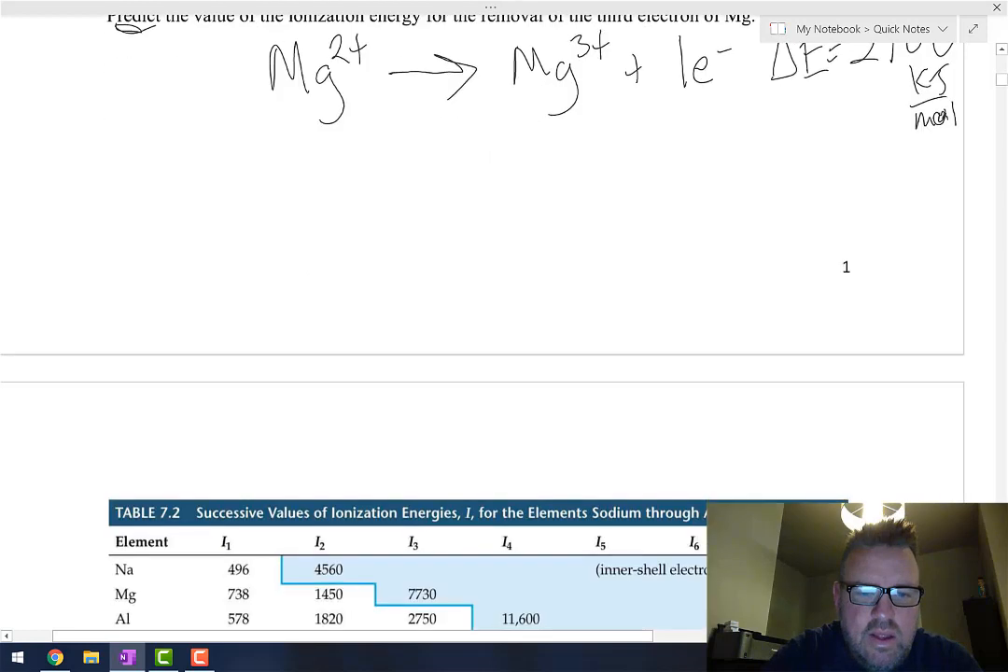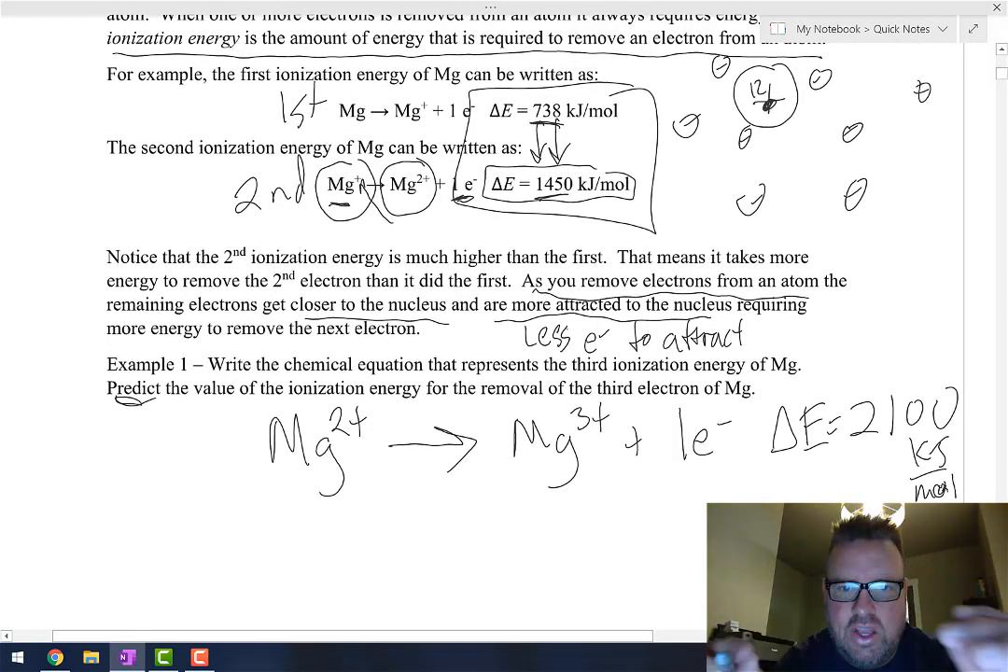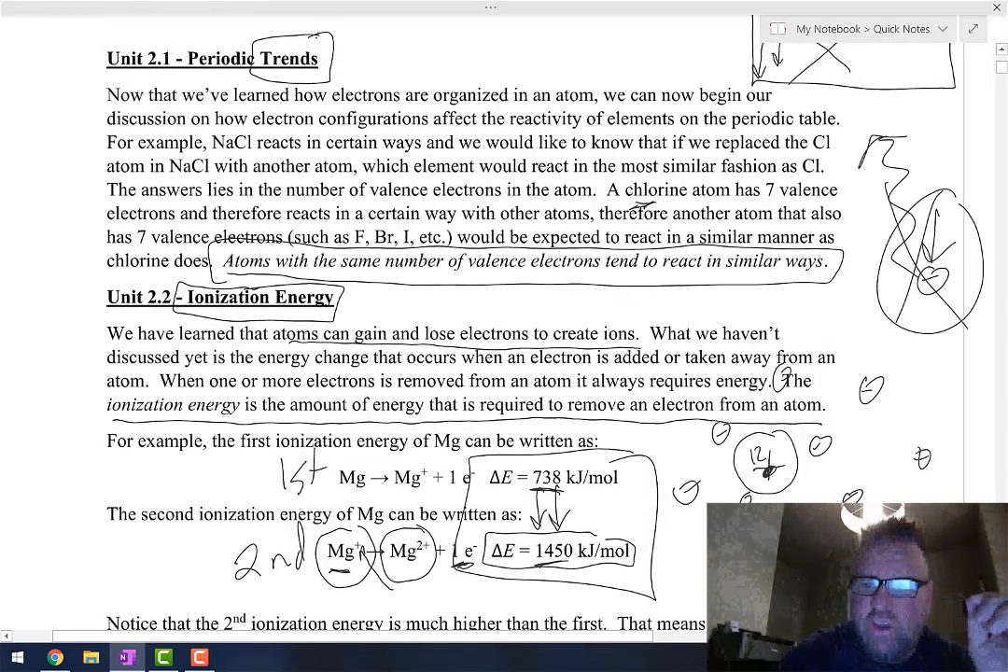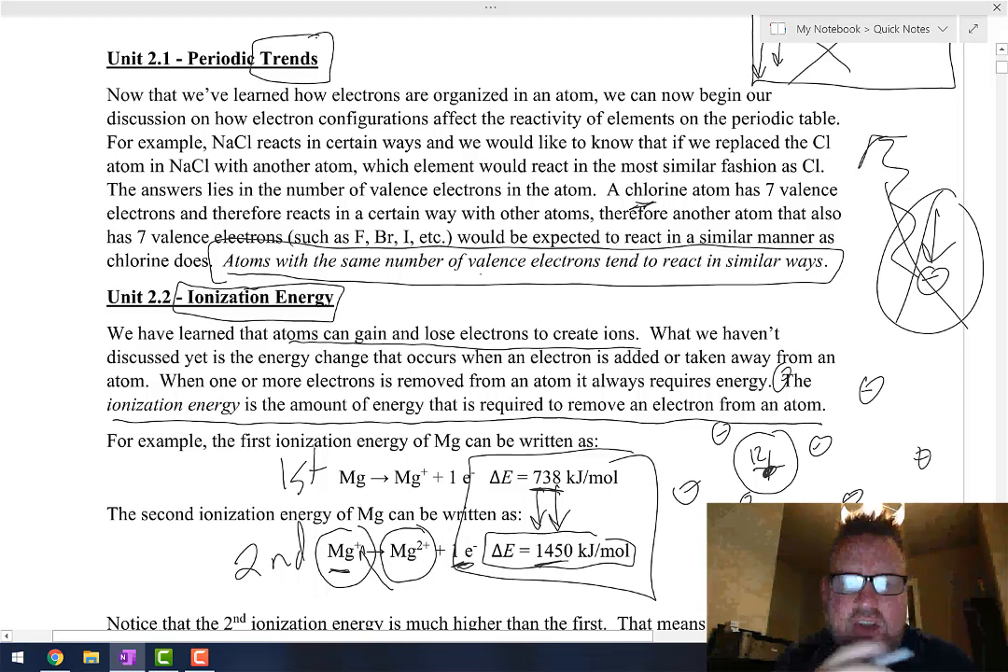At this point, we're going to go ahead and stop. That's a good introduction to ionization energy, and a good introduction to valence electrons, and knowing that atoms with the same number of valence electrons do react in similar, but not exactly the same, ways.